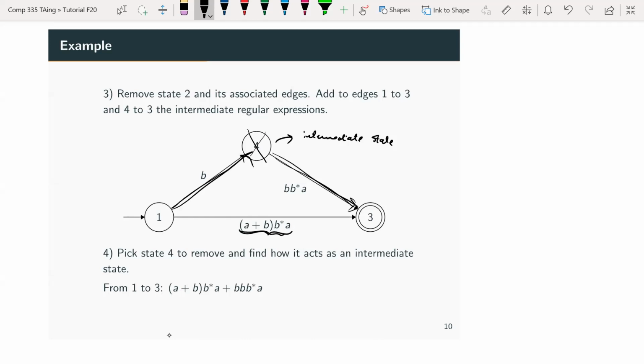So then if I get rid of 4, I can just list that transition here. Because I've accounted for that additional transition, I can get rid of my intermediate state 4, and I can get rid of this edge and this edge.